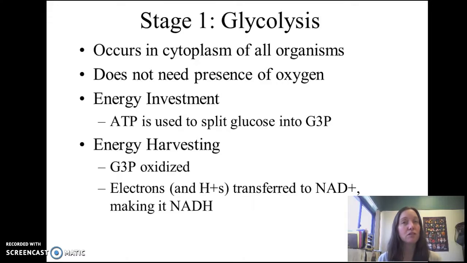Then the glycerol 3-phosphates are oxidized. Remember what that means? Electrons are removed from them. So the electrons, along with the hydrogens, get transferred to NAD+, making it NADH. The NADH then will travel or bring those electrons to the electron transport chain.